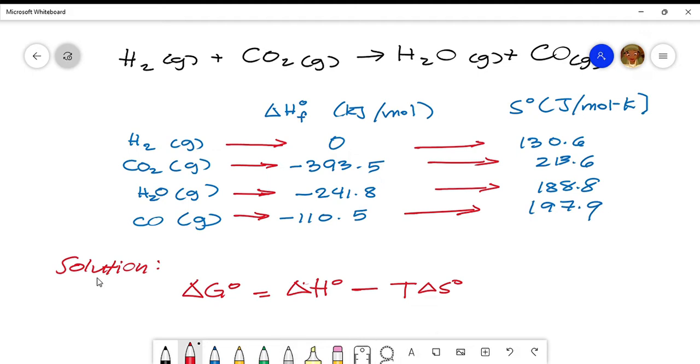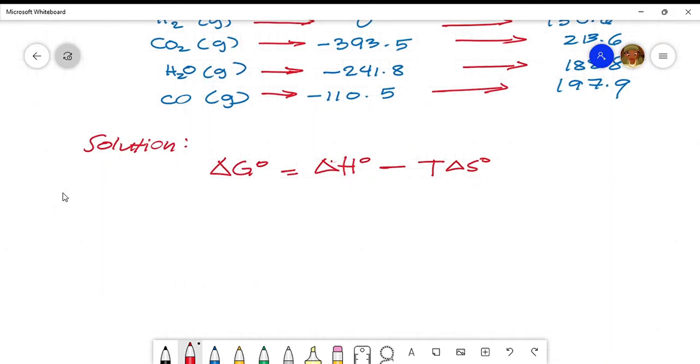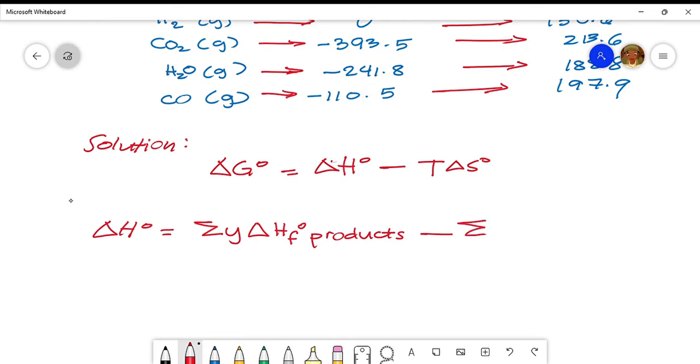So for this whole reaction, we will first need the standard change in enthalpy, followed by the standard change of entropy. So let us first solve for the enthalpy change in standard conditions. We know that the formula for this is the summation of n Hf products minus the summation of n Hf reactants. Please do watch the previous videos so you can easily catch up.